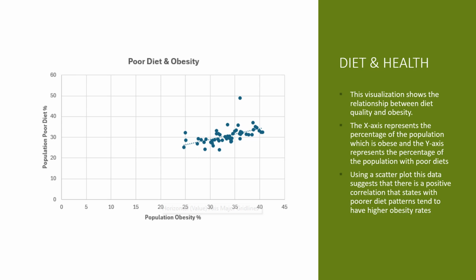Once again, we are trying to analyze for correlations, this time between diet and health. As we draw our attention to the axes, we can see that population with a poor diet is along our y-axis, and then population of obese population is along our x-axis. Once again, we see that there is a linear correlation between the quality of someone's diet and the rate at which they are obese.